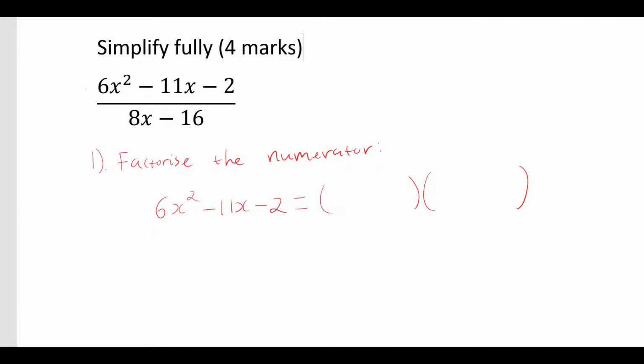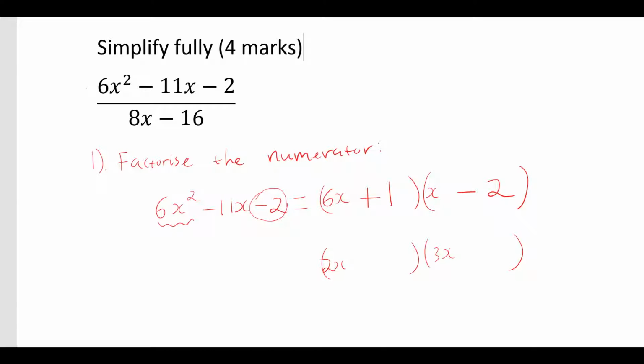Now, to achieve 6x squared when I expand, I could have a 6x and an x, or I could have a 2x and a 3x. We just need to see what works. To achieve that constant term of minus 2 on the end, I know that I'm going to have a 1 and a 2. Now, one of those will have to have a minus in order to make it a minus 2. So we could try minus 2 and plus 1.